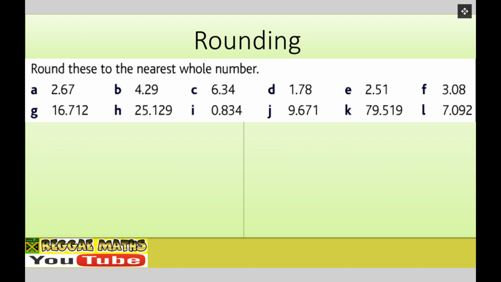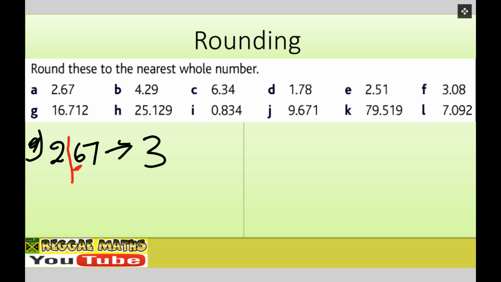Okay, rounding to the nearest whole number. So we're looking at the first decimal place, and that has an impact on the whole number. So first one is A, 2.67. So we're looking at the first decimal place here. Draw the line, look at the first decimal place here. So to the nearest whole number, it is 3.